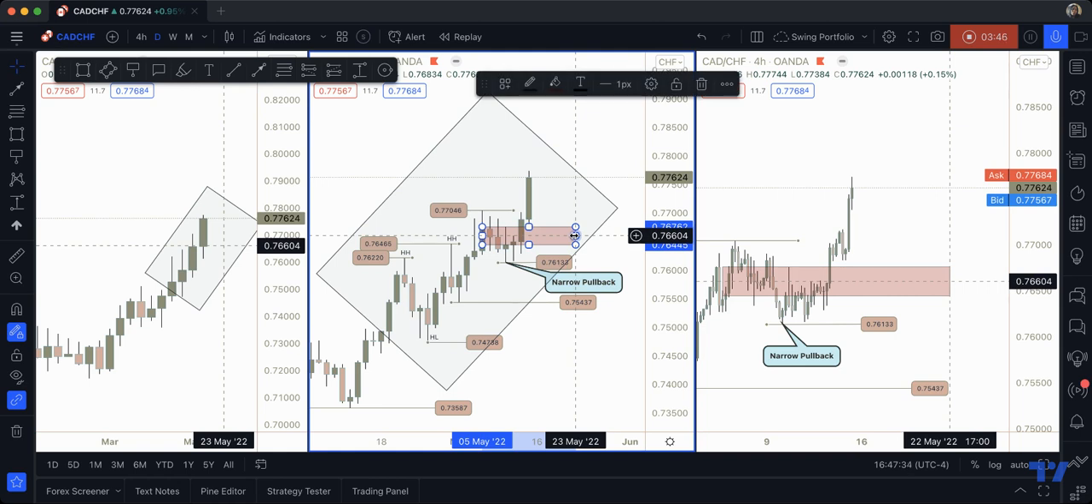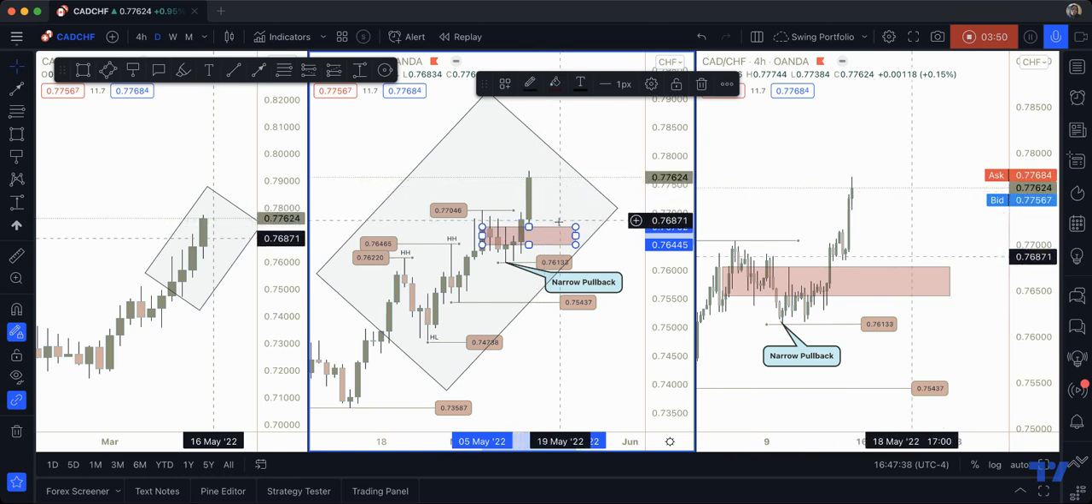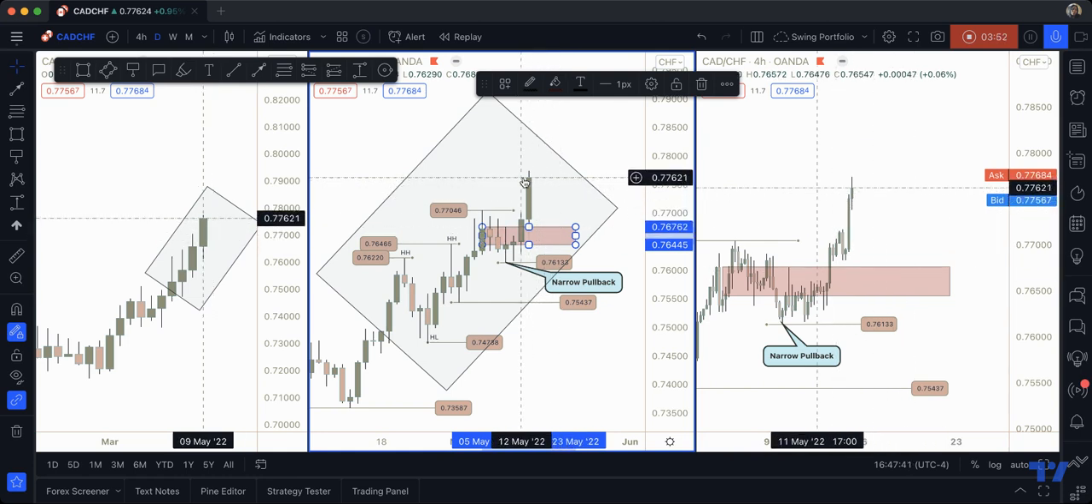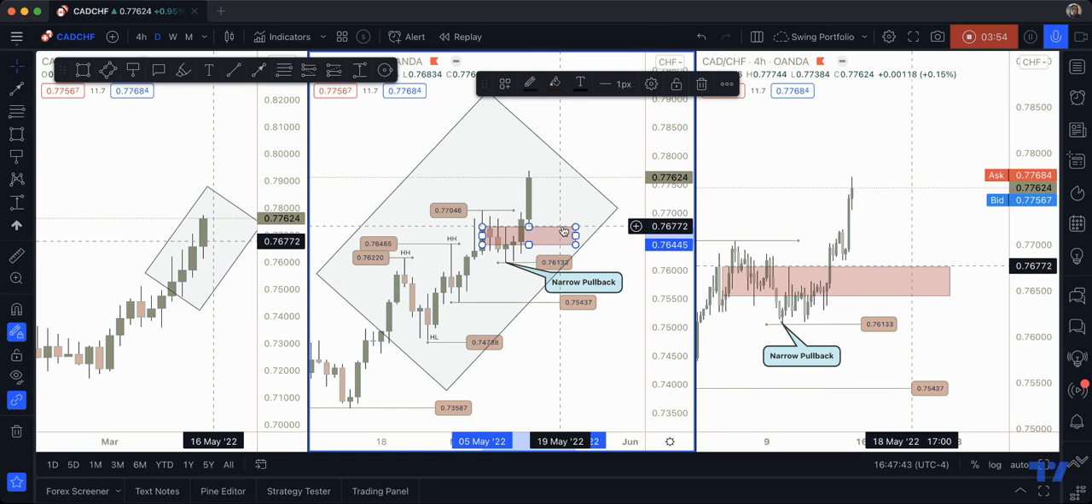Now, if price can come back to this zone, and what I'm saying is we need a pullback, not a reversal. We need a pullback. Another R word, not reversal, but it's retracement. We need a retracement. Retracement can mean correction.